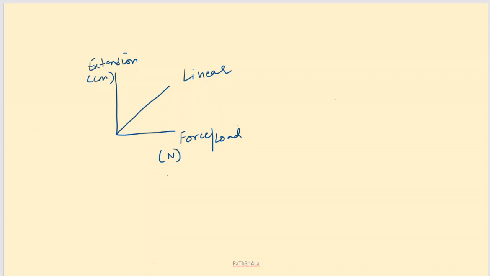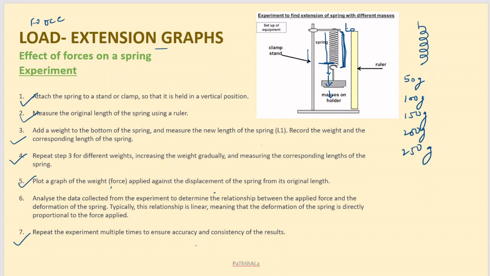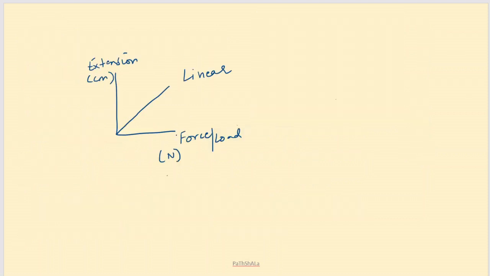When you take the readings of the extension and the load and plot the graph of extension and force, you get a straight line. That means the force you are applying on the spring is directly proportional to the extension. Extension is denoted by the letter x. The force and extension are directly proportional to each other. What does it mean? That means if you increase the force, the extension in the spring increases in the same proportion. For example, if you have attached a mass of 50 grams, the extension was, let's say, 2 centimeters.